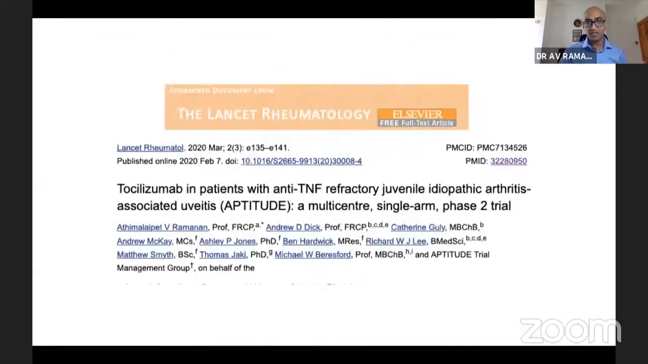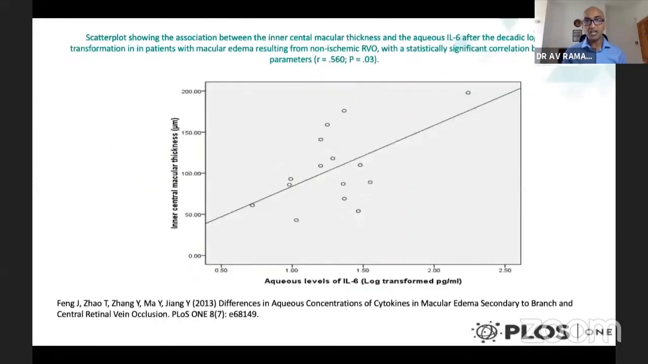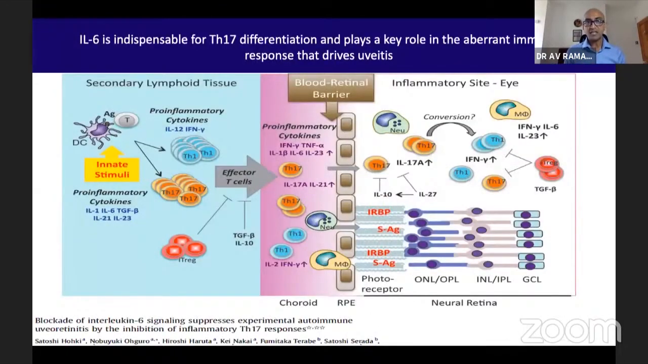We just published this 6 months ago in Lancet Rheumatology. Why did we take tocilizumab? What's the background pathophysiology? We know that at least in macular edema, there is a significant correlation between the macular thickness and the aqueous humor levels of IL-6. So showing that blocking IL-6 will have an impact on macular thickness. And IL-6 is a pleiotropic cytokine.